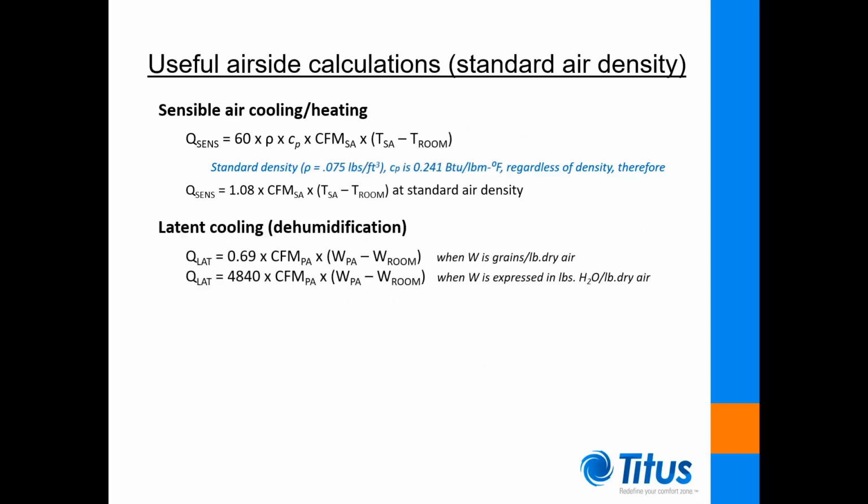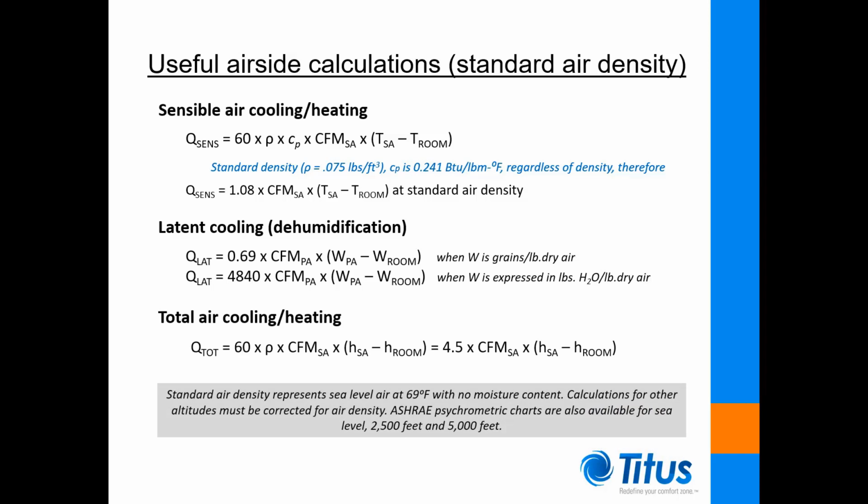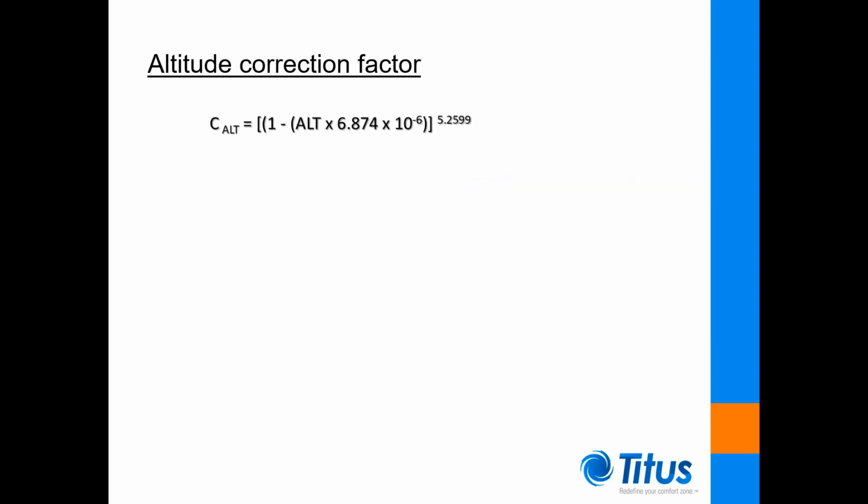Here are some equations that are commonly used in HVAC calculations. Keep in mind, these equations are all based upon standard air, which has a density of 0.075 pounds mass per cubic foot. As the altitude increases, the density of the air is reduced, and the HVAC equations presented on the previous slide have to be corrected for the change in actual density.